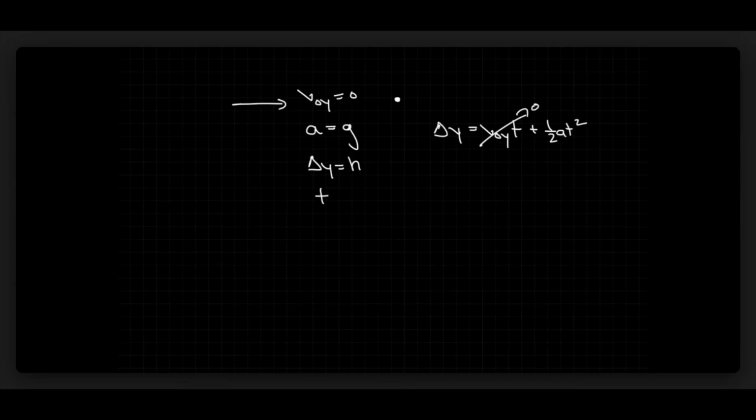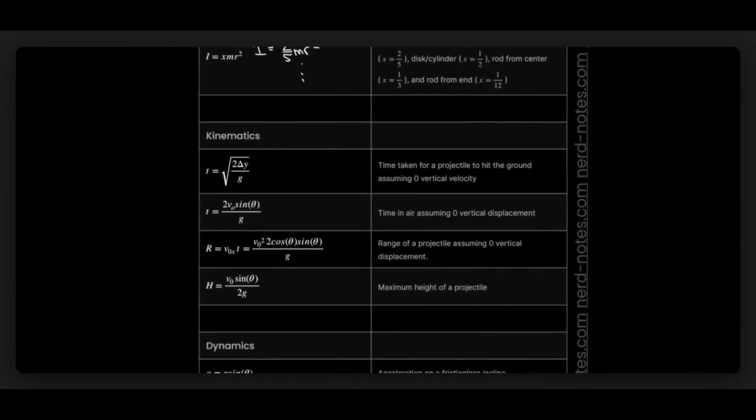I'm solving for t in this case. And so if I just rearrange everything and plug in height for delta y, it's going to be 2h over acceleration, which is just g, is equal to t squared. And then I'm just going to solve for t. So t is going to be root 2h over g. Okay, so that's the first one. Let's move on to the second one.